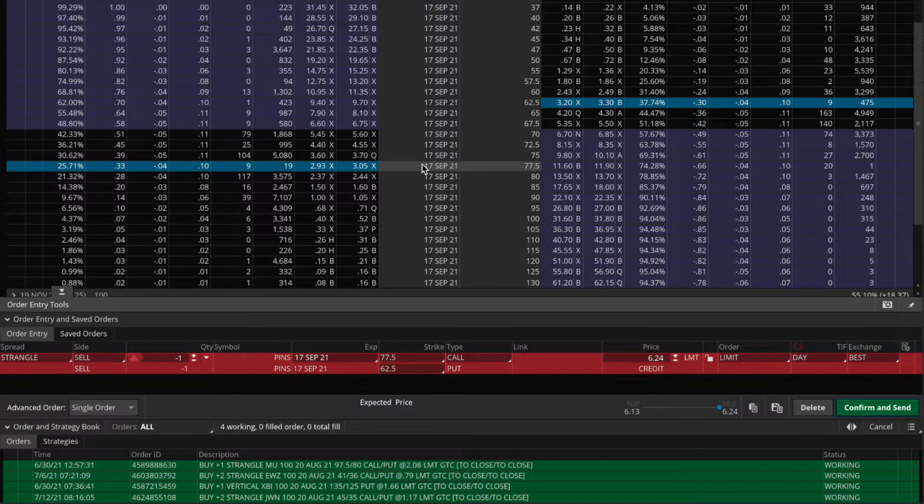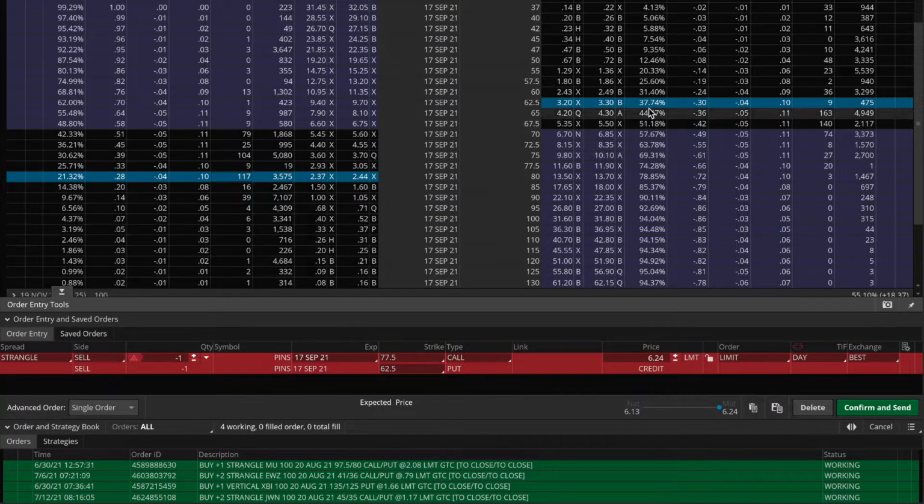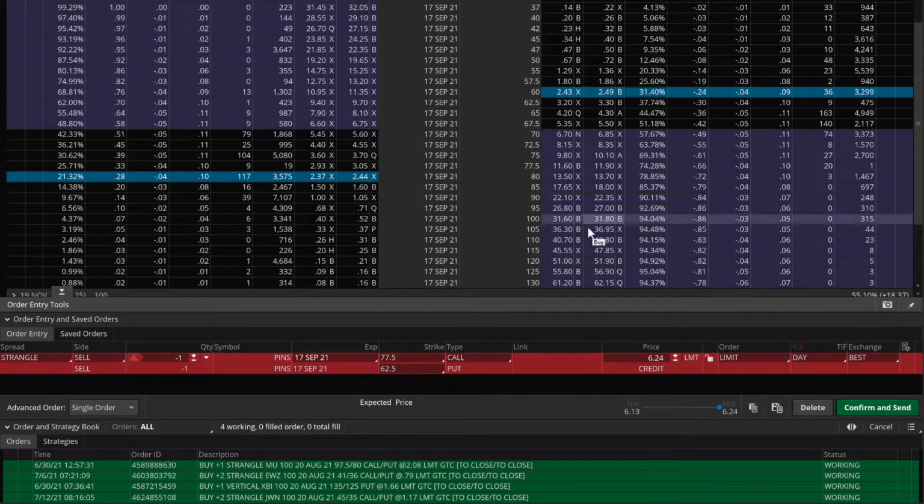I might instead choose the 80 strike call option, or maybe even the 85 strike call option if I was pretty worried about the upside. And same thing for the put, I would probably choose the 60 strike put option, or maybe even the 57.5. So for the sake of example, let's say I went with the 80 strike call option and the 60 strike put option. That means I will collect less credit on the strangle, but that's fine with me. So the 80 strike call option is here, and then the 60 strike put option is right there.